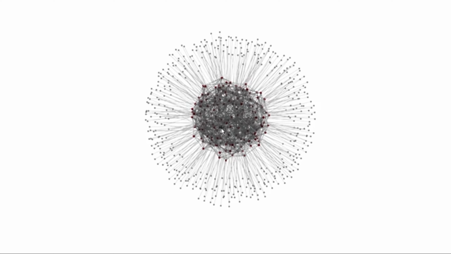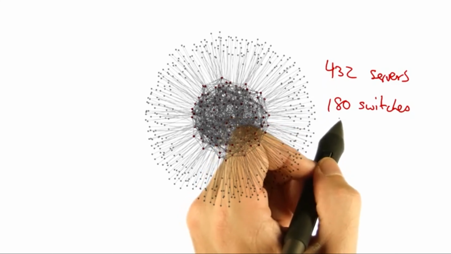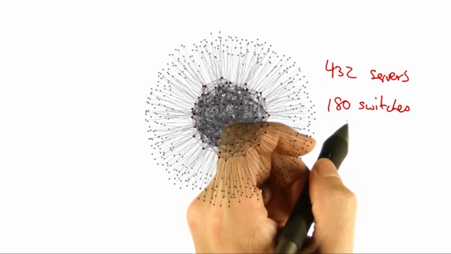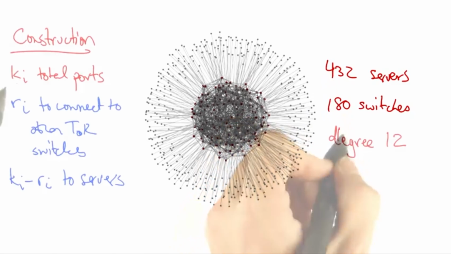In contrast to the earlier data center topology diagram we saw, here is a picture of a Jellyfish random graph with 432 servers and 180 switches. Every node in this graph has a fixed degree of 12.